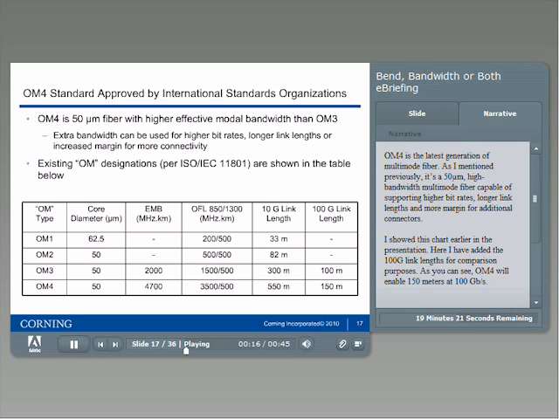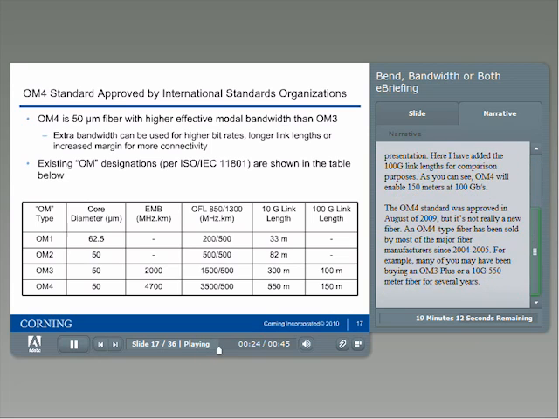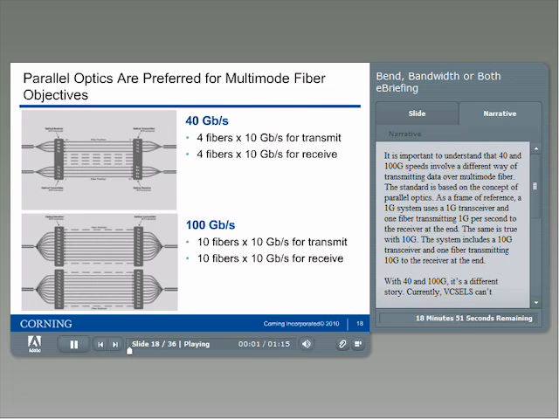I showed this chart earlier in the presentation. Here I have added the 100 gig link lengths for comparison purposes. As you can see, OM4 will enable 150 meters at 100 gigabits per second. The OM4 standard was approved in August of 2009, but it's not really a new fiber. An OM4 type fiber has been sold by most of the major fiber manufacturers since 2004-2005. For example, many of you may have been buying an OM3 Plus or a 10 gig 550 meter fiber for several years.